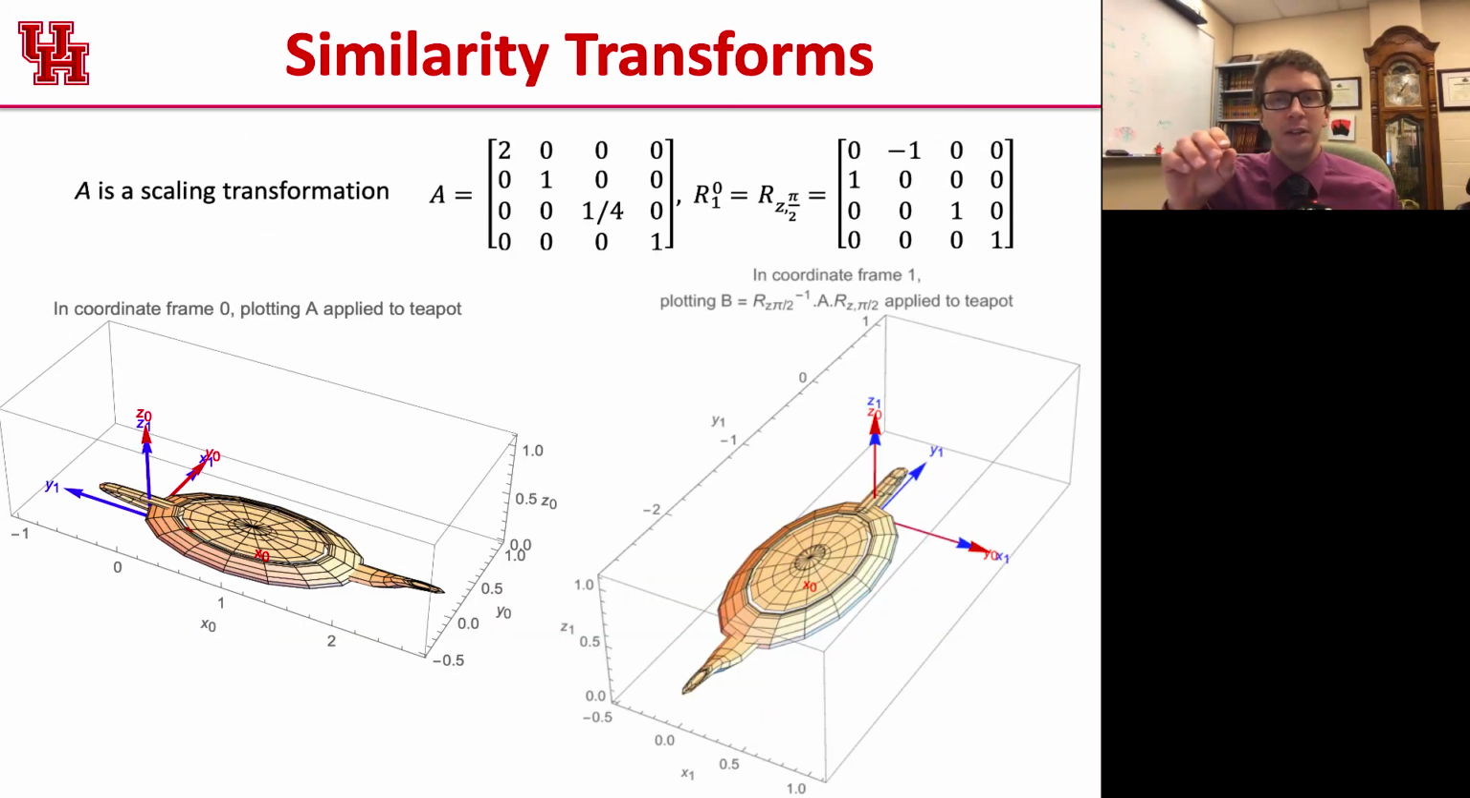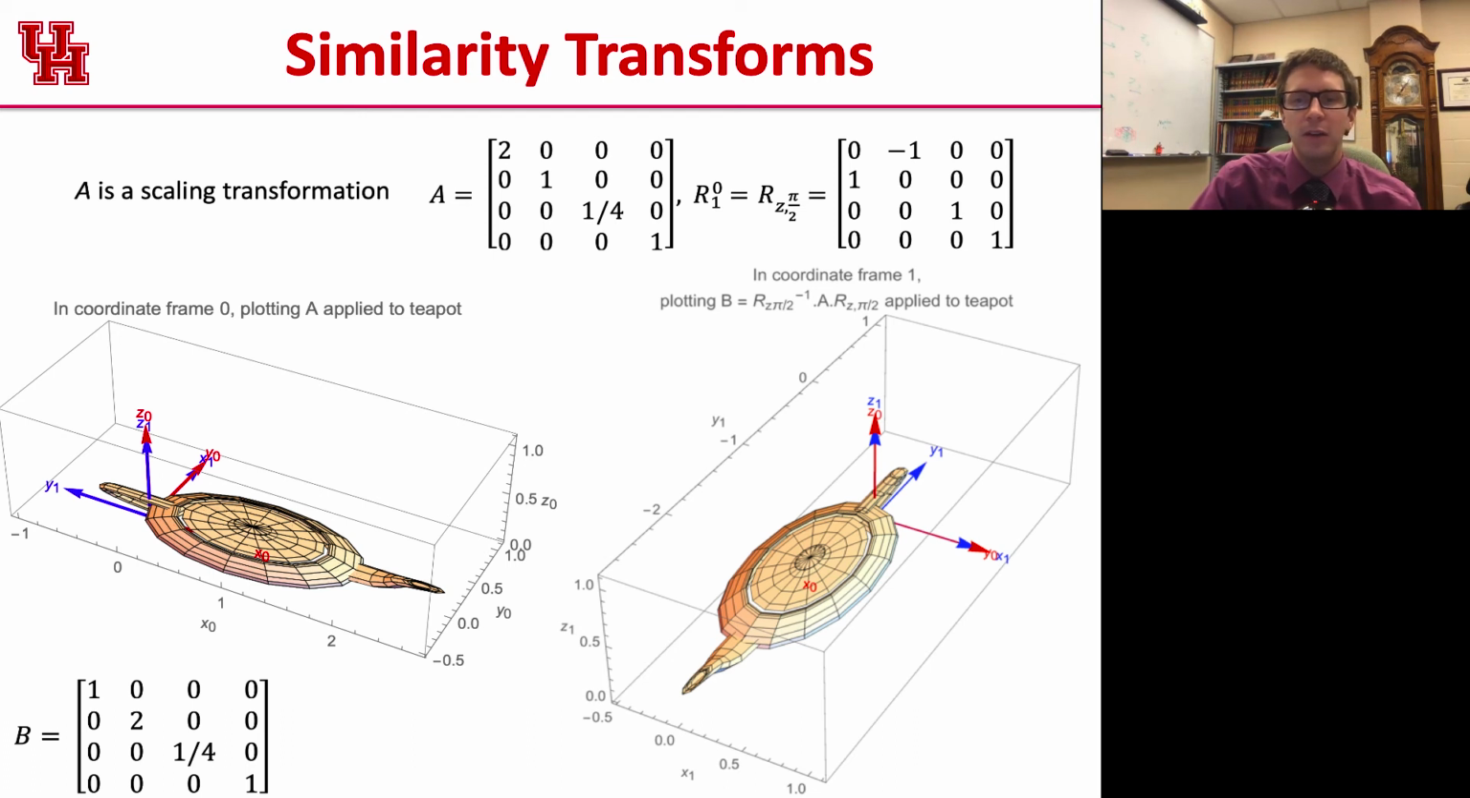So you can see here is the effect of this scaling transform. It has stretched it along the x0 axis. But if you notice, that is the negative y-axis in frame 1. And so we can't just multiply A times our points in frame 1. We have a problem. What we need to do is come up with some transformation B, which stretches it by a factor of 2 in the y-axis. The similarity transform teaches us how to do that.